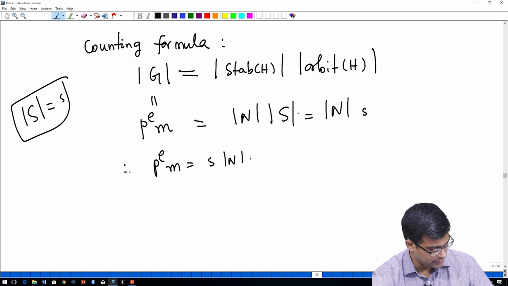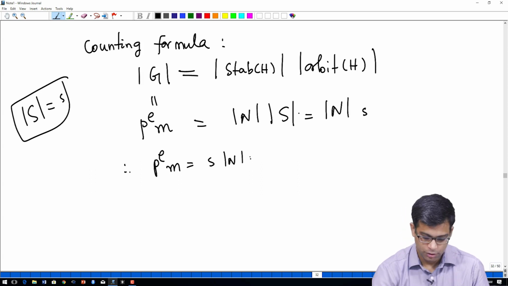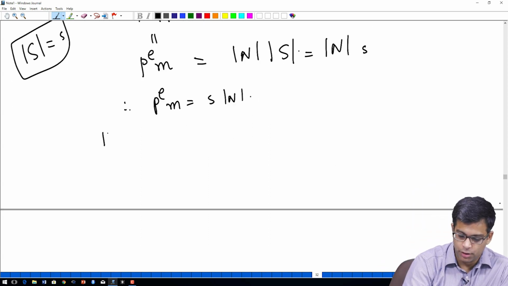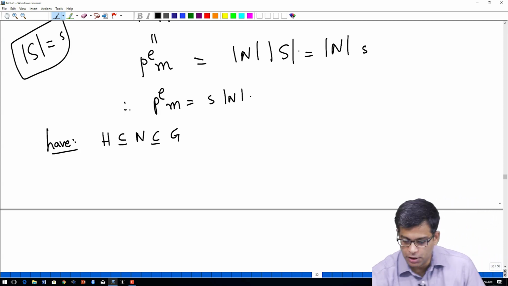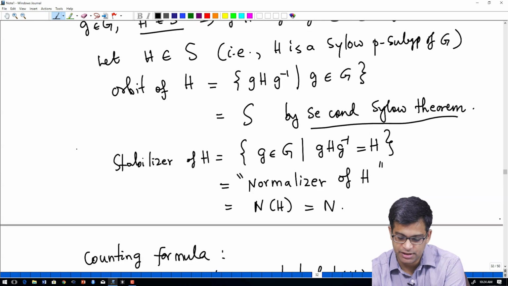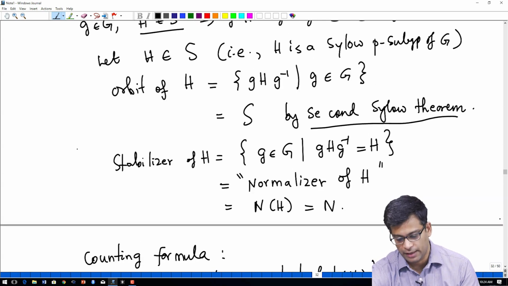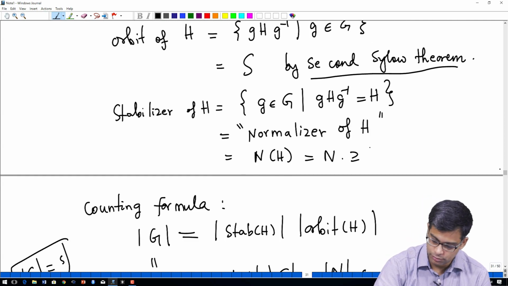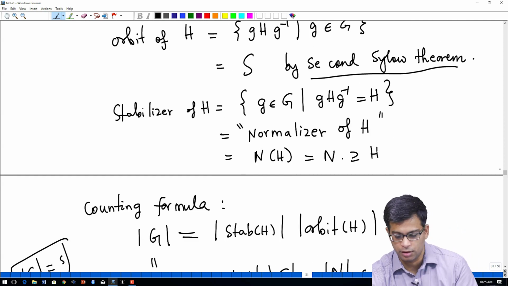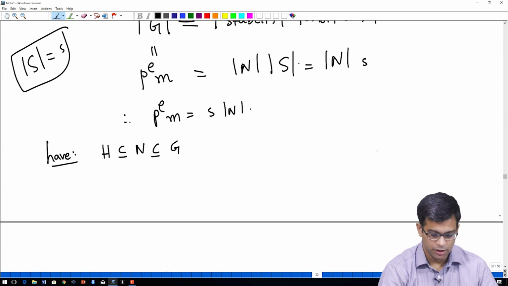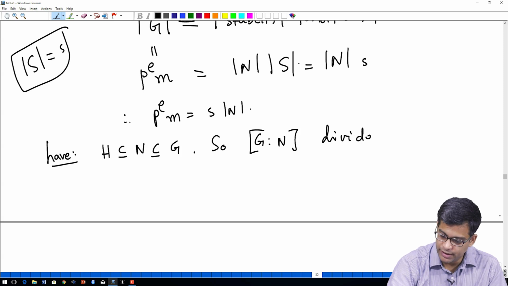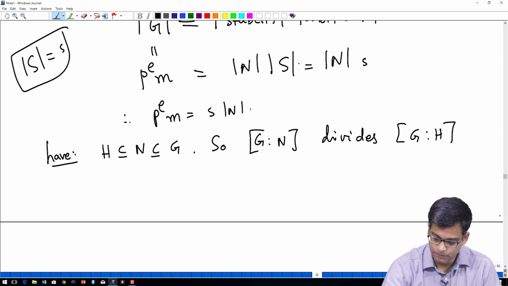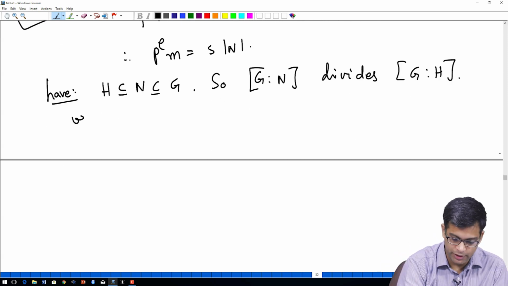Now, what we have is the following. The normalizer of a subgroup H will always contain the subgroup. We have this because remember the normalizer is all elements g such that g H g inverse is equal to H. If some element is already in capital H, certainly it will be contained in the normalizer. So, then I claim that the index of N in G divides the index of H in G. Why is this? I will quickly tell you why.